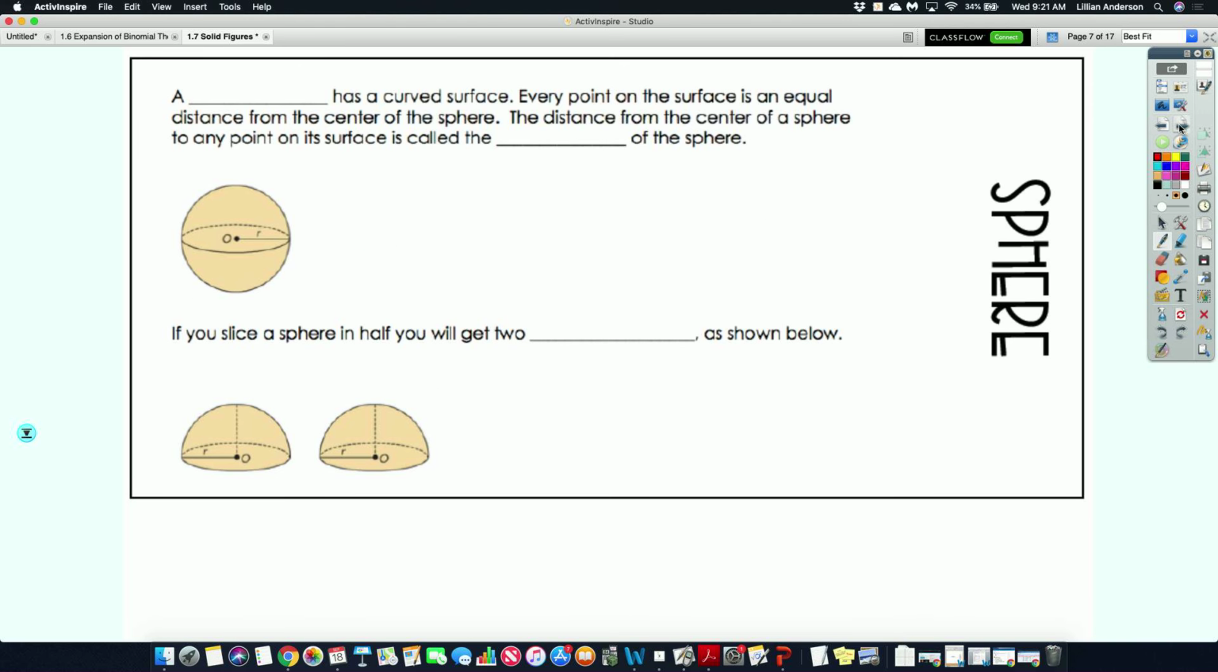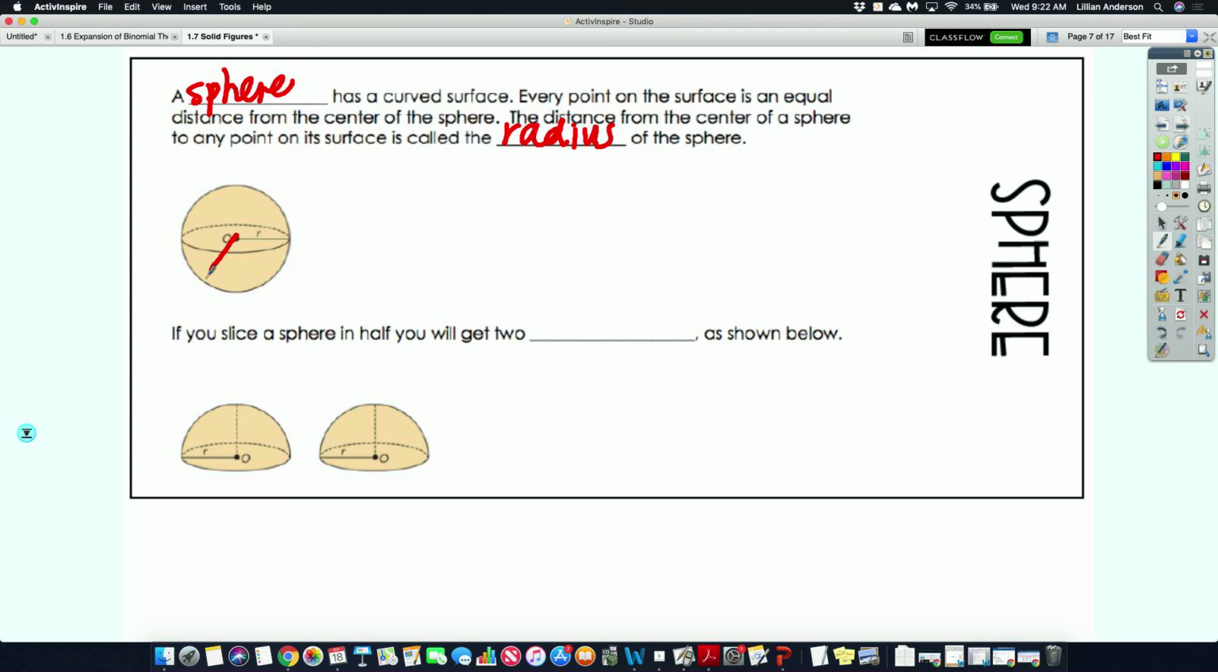Hope so. The last one out of your three-dimensional solids is a sphere. A sphere is entirely curved. It's an entirely curved surface. Every point on the surface is equal distance from the center of the sphere. Like a basketball, a baseball. The distance from the center of the sphere to any point on a surface is called the radius, and the radius can go to any point along the sphere.